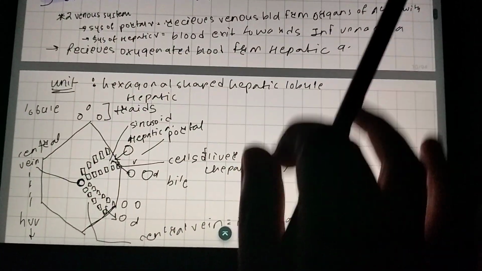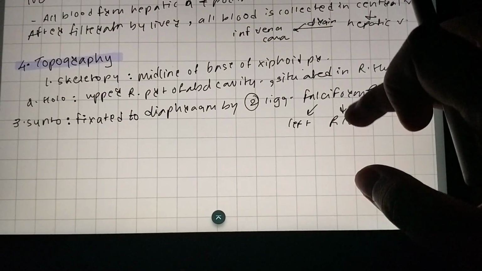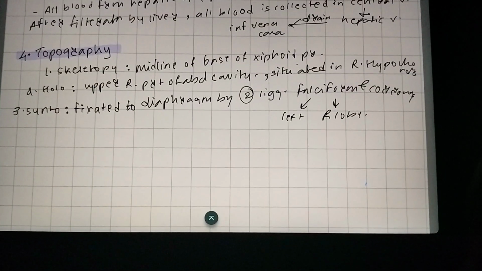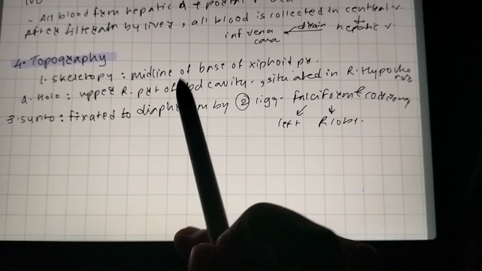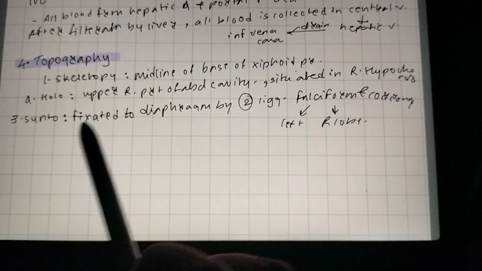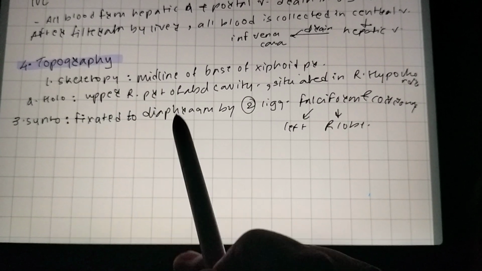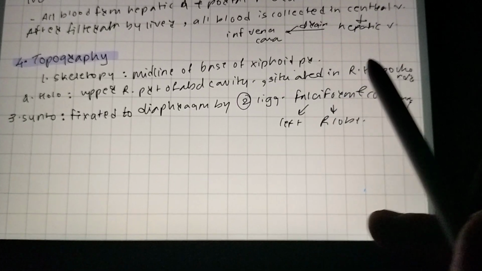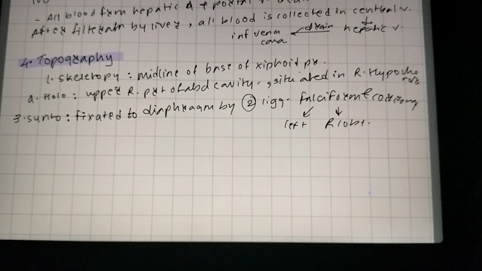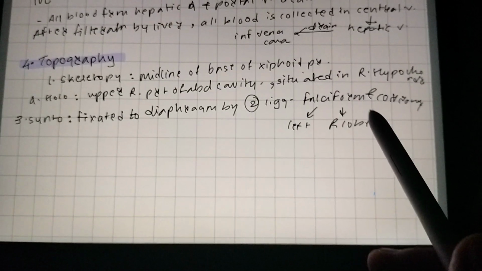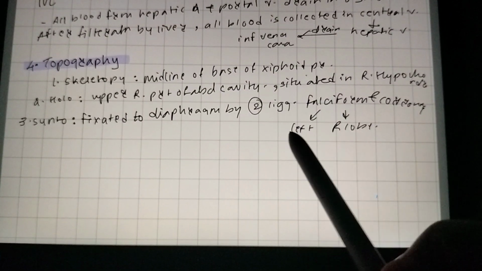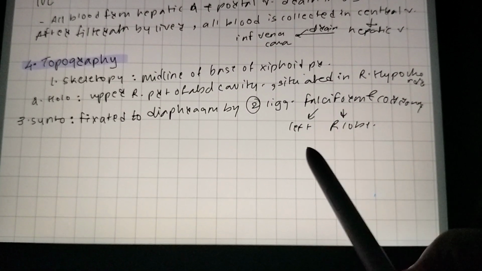Then for the topography: for the skeletopy, midline of the base of the xiphoid process. For the holotopy, upper right part of the abdominal cavity, situated in the right hypochondriac region. And for the syntopy, fixed to the diaphragm by two ligaments, the falciform and the coronary. The falciform divides the liver into right and left lobe.